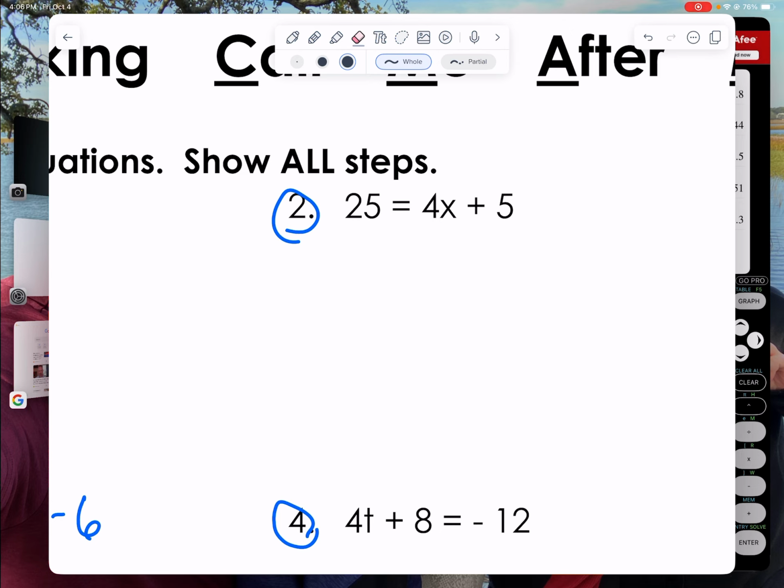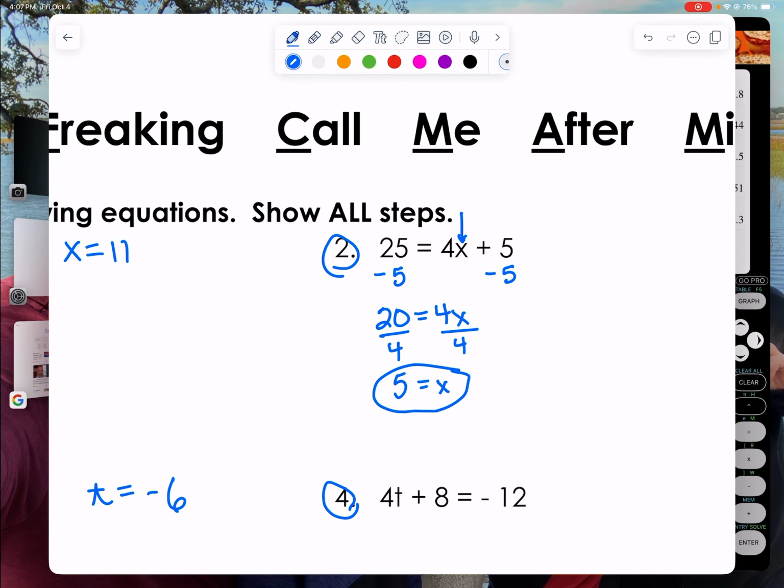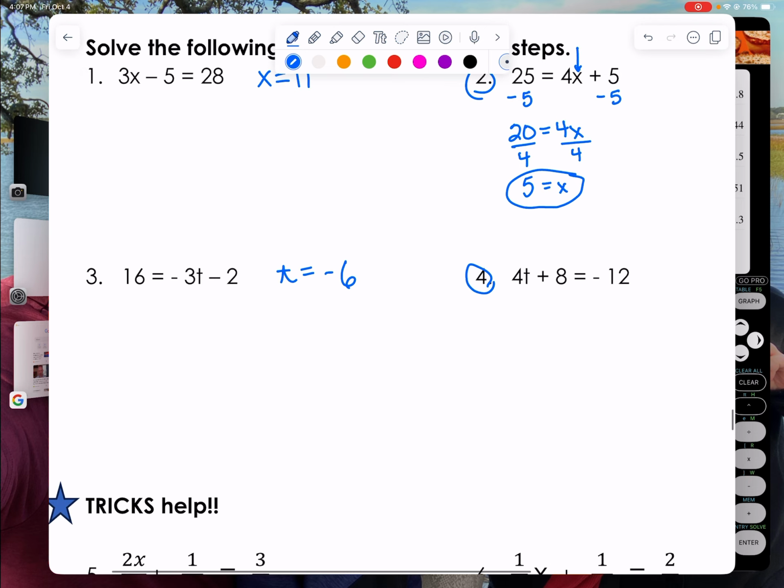So I want to get my x by itself. So I'm going to move the 5, right? 25 equals 4x plus 5. So I'm going to minus 5 on both sides. So I get 20 equals 4x. And then we've already done the adding and subtracting, so the last is midnight. So multiply or divide. We're going to be dividing. So we divide by 4, and that gives me 5 equals x, or x equals 5. All right, the answer to number 3 is minus 6.